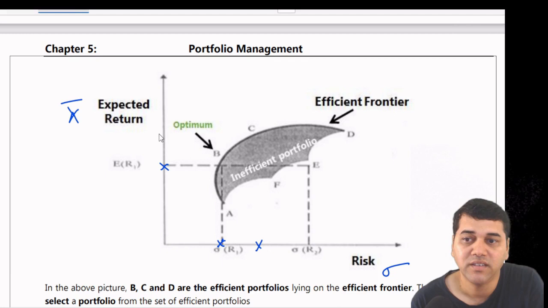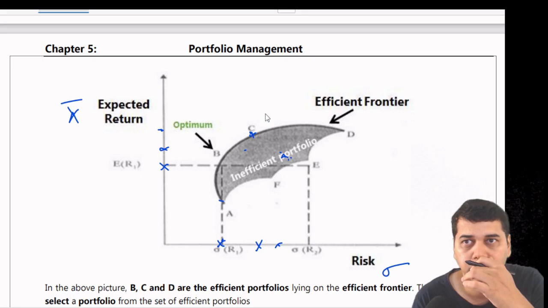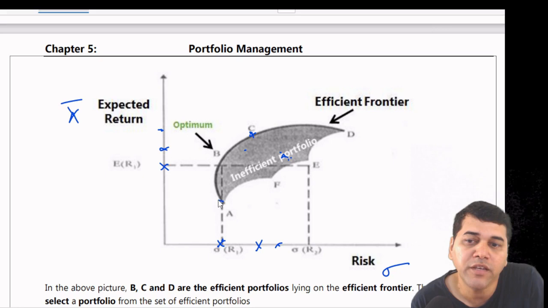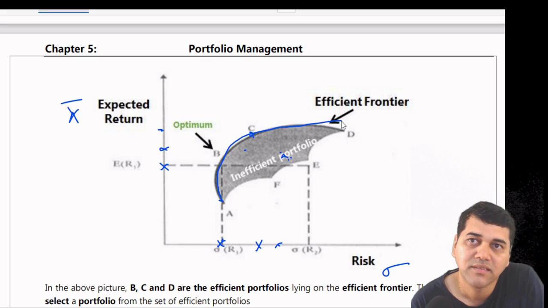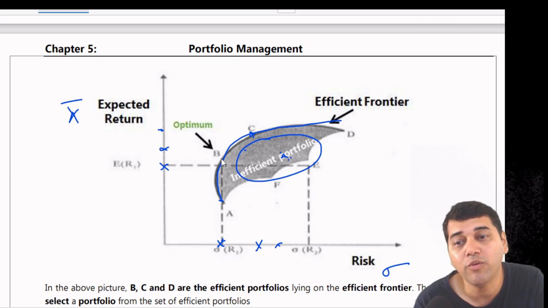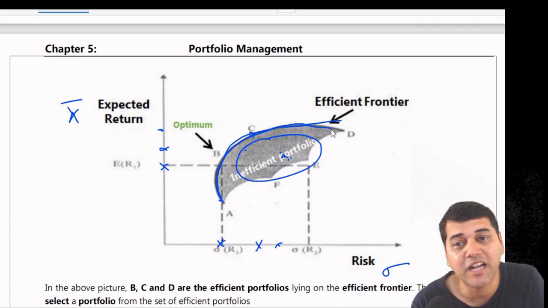There is one more stock. For this risk, this return. You start plotting like this. And then you draw one line, when you join all these portfolios, it will come like this. It is not linear. Now, all the portion below is inefficient. Never ever go for this. Why? Because you always have the securities or portfolios which are at the border of this. These are all the efficient portfolios.